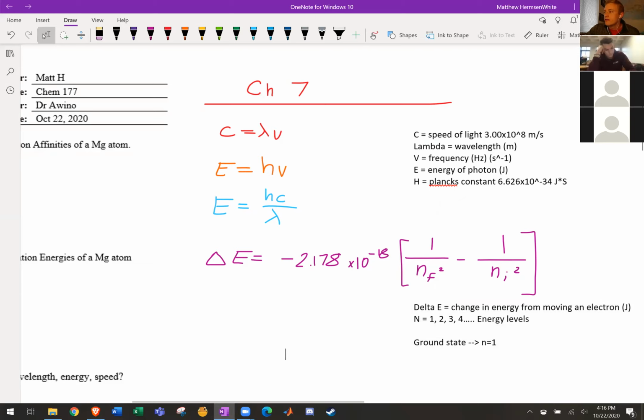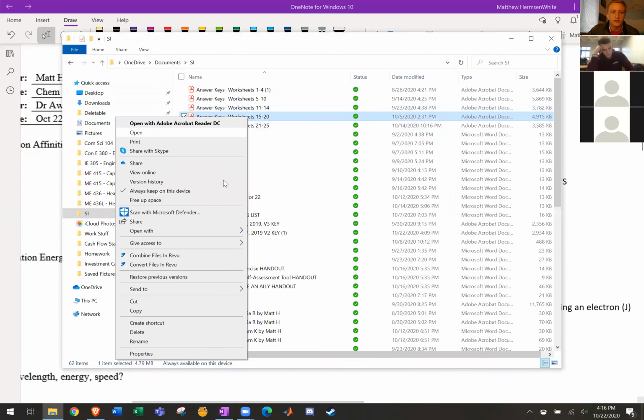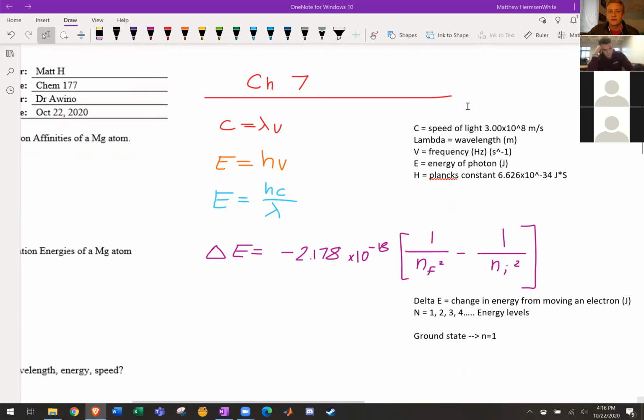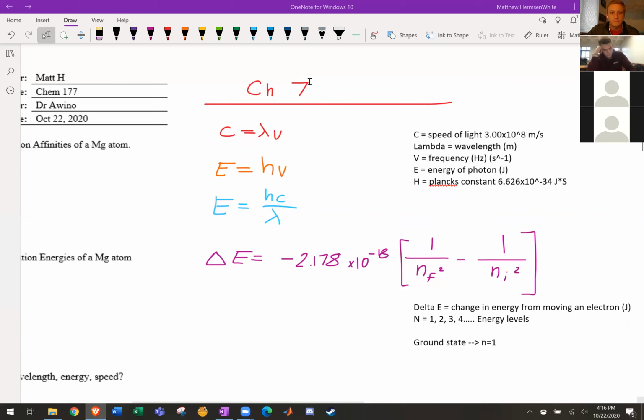Okay, and then I can think of one more equation, and that would be the one for de Broglie's equation. Let me just, so I don't mess up the equation here. I believe that is, got it here, hold on.